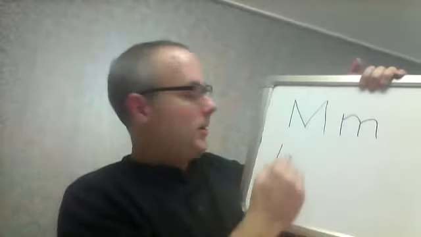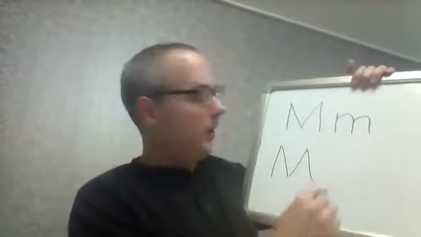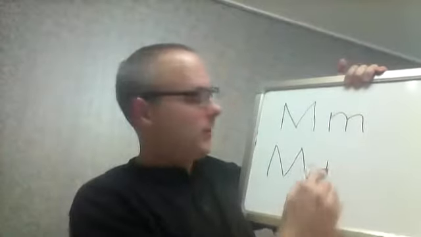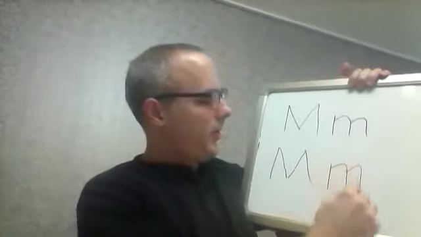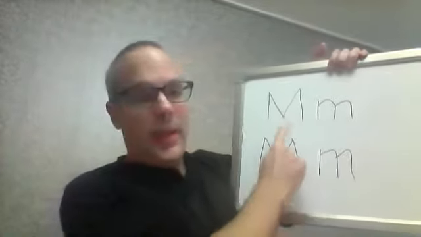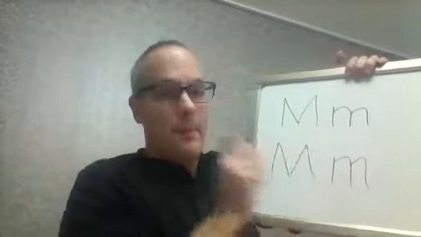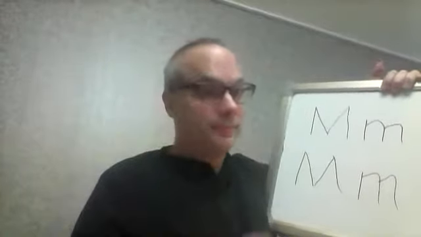One. Two. Three. Four. M. Here. One. Two. Three. Okay? So this is big M. Big M. And little M. Little M. M. Okay. That's M. Good. And let's do P.